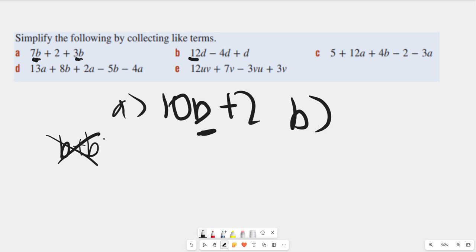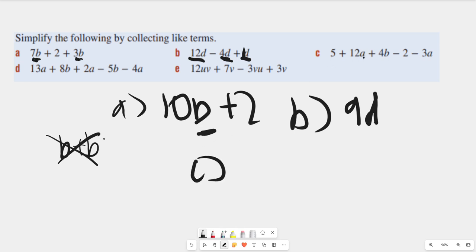The next one, you'll notice all of these are like terms, right? They've all got the d, right? 12d minus 4d and plus d. So you just want to determine what the minus and plusing is. So 12 minus 4 is going to be 8, and then I've just added a 1 in front of the d just to make it clear that it's 1d. So that would be 9d.